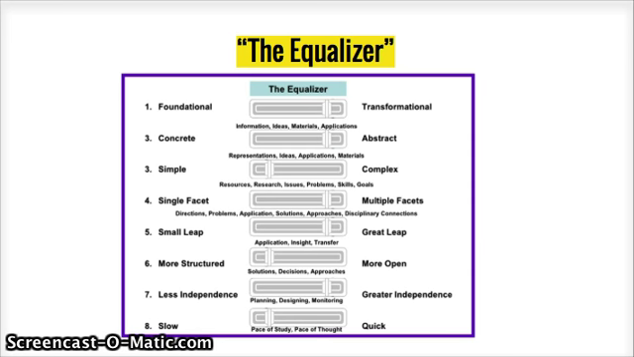When deciding how to adjust the buttons, we should ask ourselves the following questions. Do my students need more of a foundation of the content, or do they already understand what it means and need to transform that understanding? Does the information I present need to be concrete or abstract? Does the lesson need to be simple or complex? Should I include single-faceted problems or multifaceted problems?